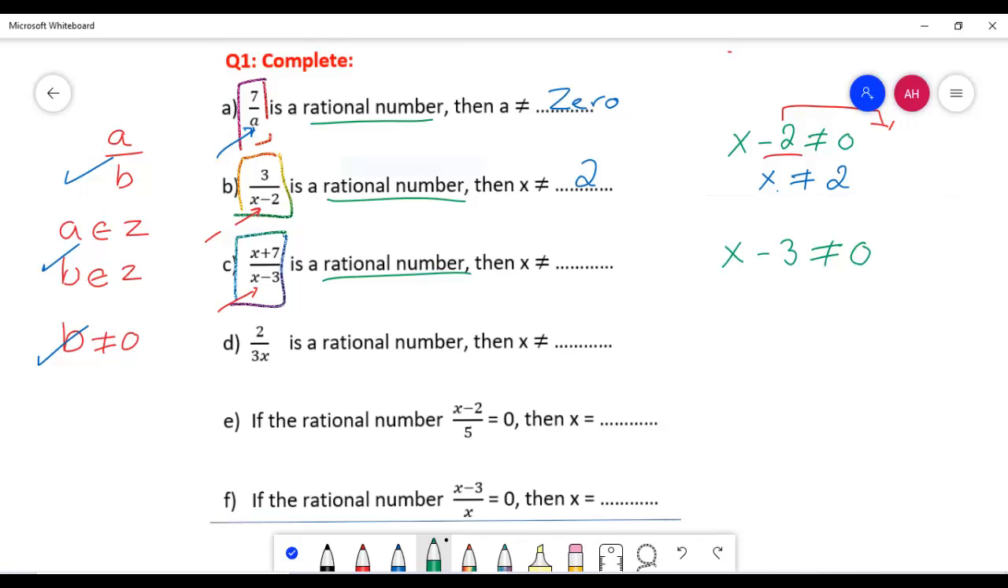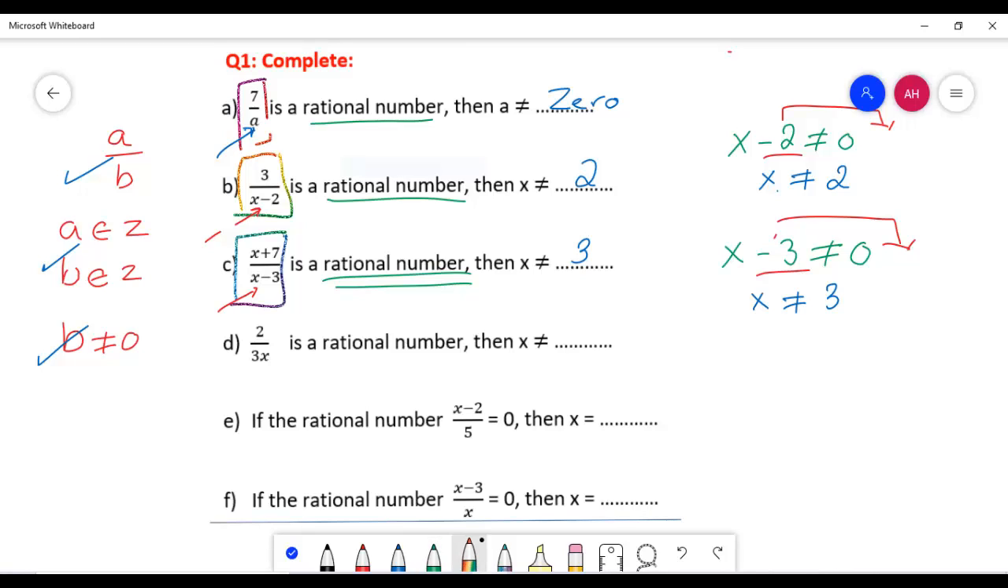I'll solve it as a normal equation by moving the minus 3 to the other side with addition. As a result, I will have x is not equal to 3. So x is not equal to 3 in order for x plus 7 over x minus 3 to be a rational number. Let's go now for number d.